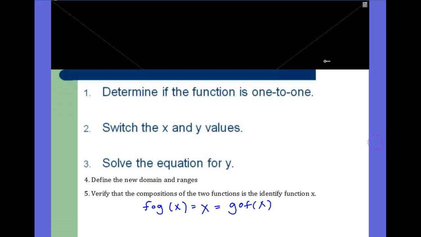So f of g equals x and g of f equals x tells me that two functions are inverses. If you're given an f and you're given a g, we know they're inverses if we plug one into the other. And when we plug them in, we need to get back out x. So if you plug g into f, you should get x. If you plug f into g, you should get x. If you get anything other than x, then they are not inverses.